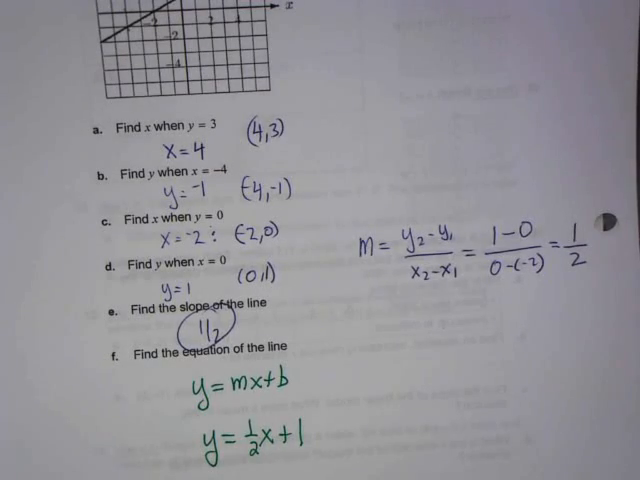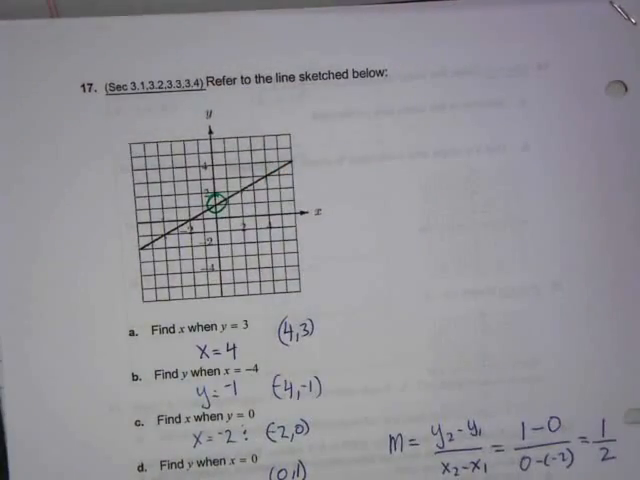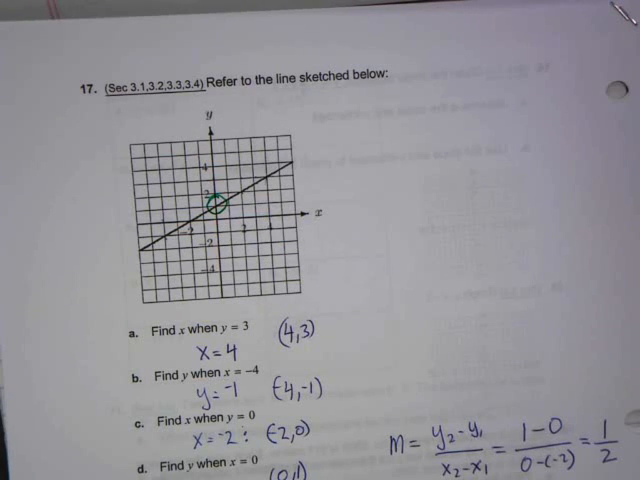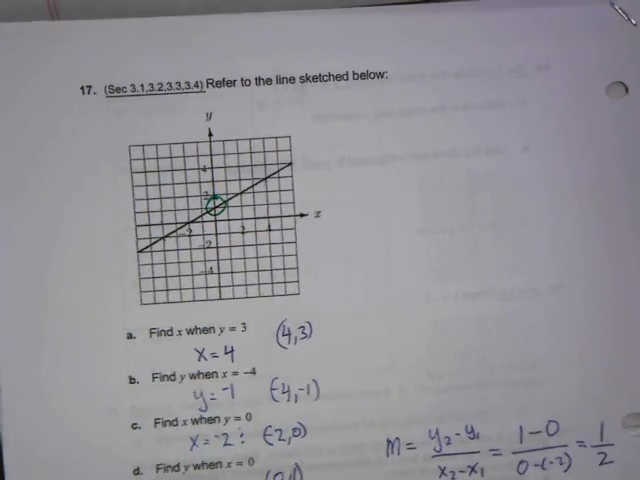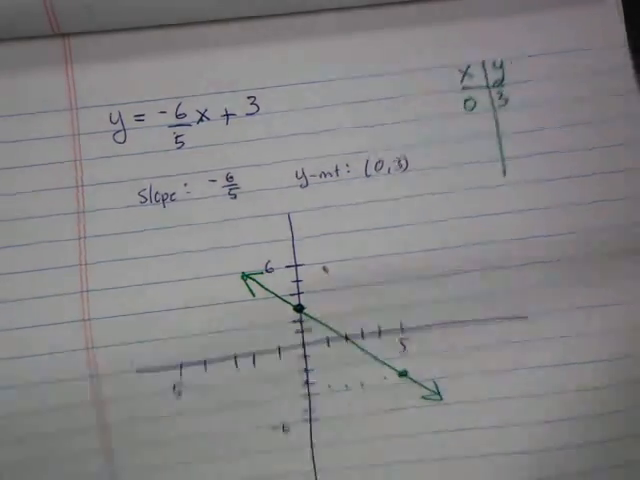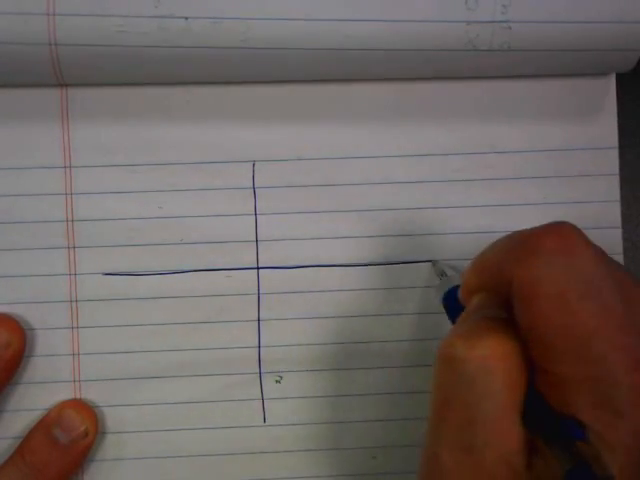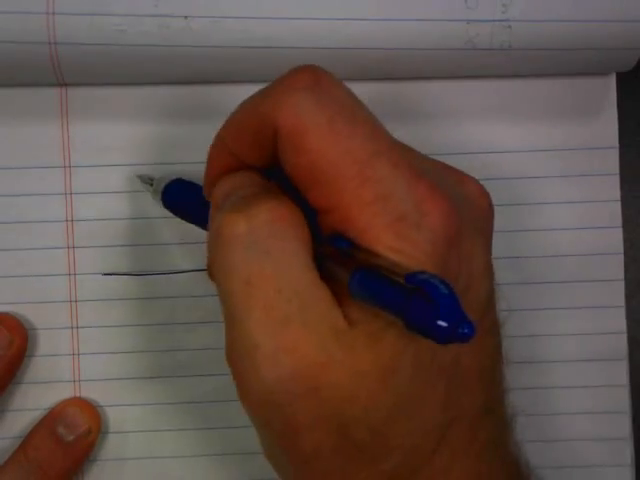So how do you find b? You look at the graph and say, b is right there. It's right where you cross the y-axis. That's the b number. Okay, let me draw one more picture and we'll do that over again. This line looks like this.